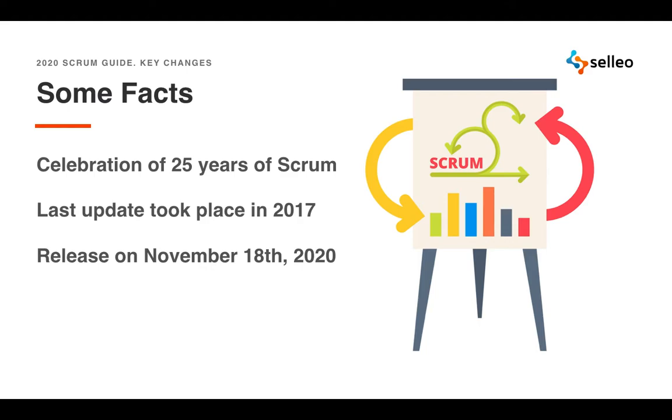Scrum Guide is developed and maintained by the founders of Scrum, Ken Schwaber and Jeff Sutherland, since the day it was first published 25 years ago. The last update was published over 3 years ago in 2017, and now the latest update was released on November 18th.